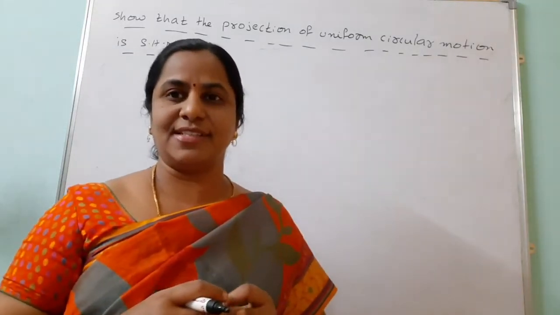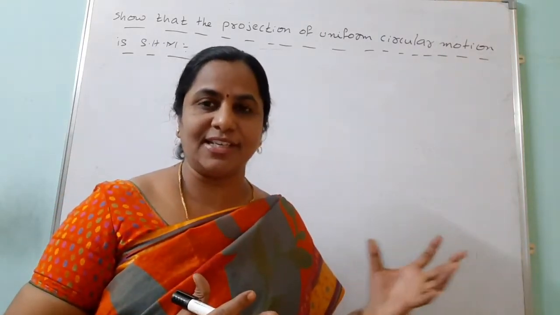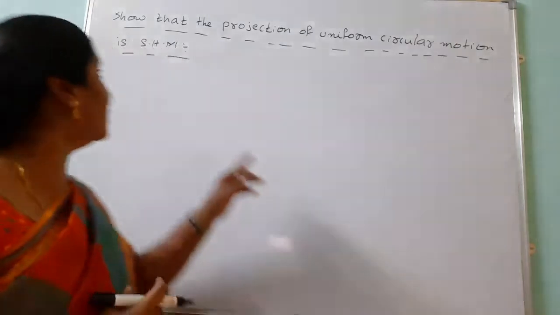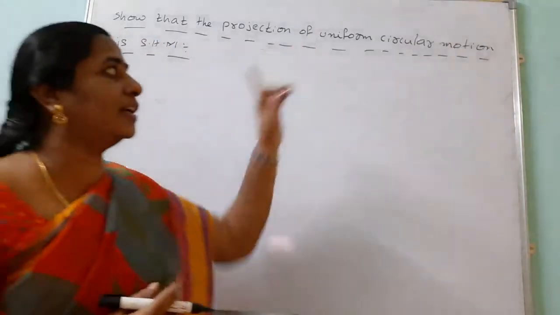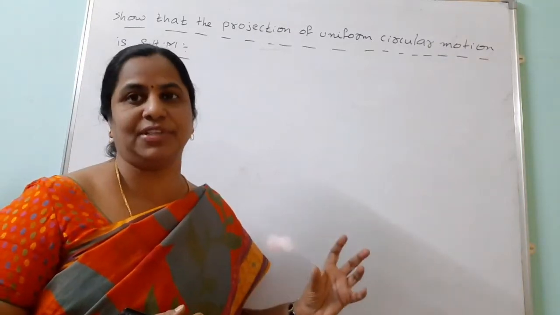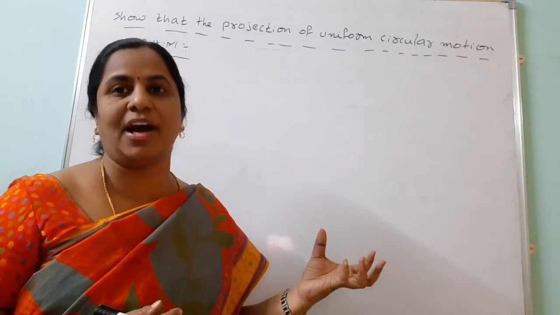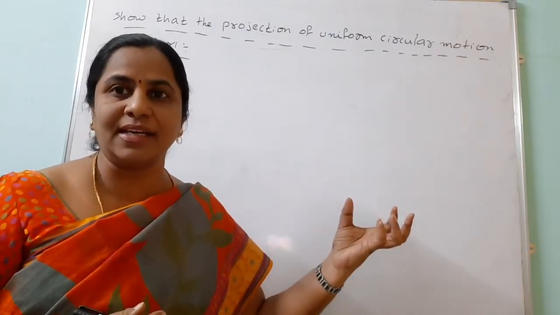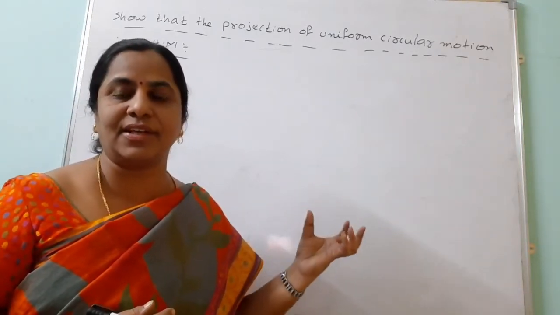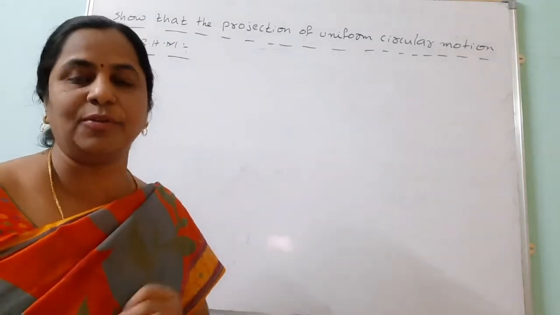Today we are going to discuss a very important question for final exams from first year physics. The question is: show that the projection of uniform circular motion is simple harmonic motion. One more type they ask based on this is: define simple harmonic motion. If the particle is projected and it is having circular motion, then it is also having simple harmonic motion, and we have to prove that.